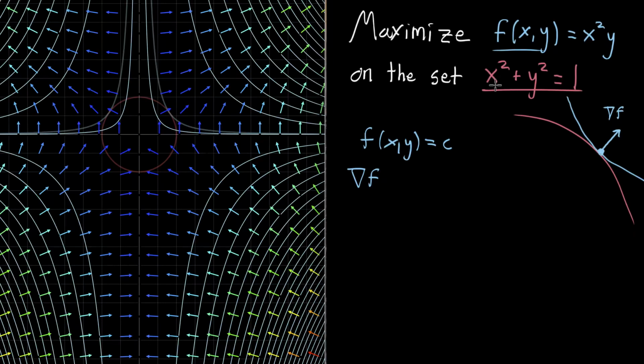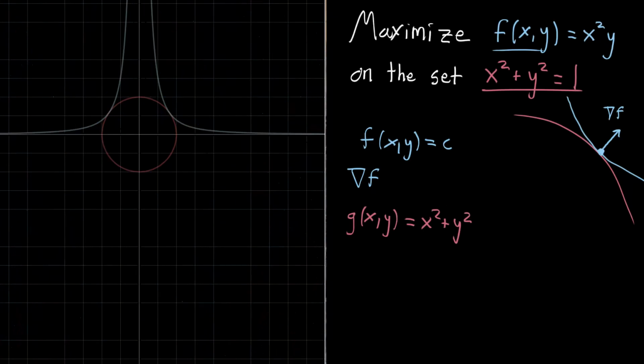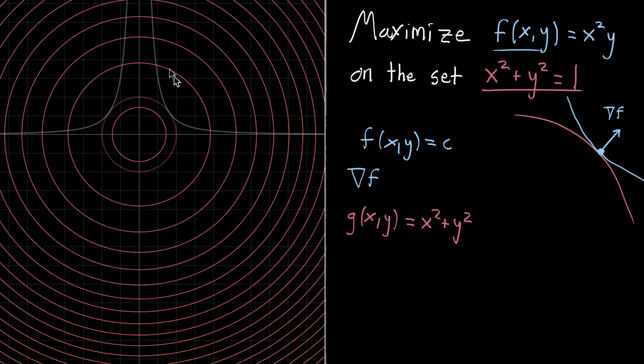Right now I've just written it as a constraint x squared plus y squared equals 1, but to give that function a name, let's say that we've defined g of xy to be x squared plus y squared. In that case, this constraint is pretty much just one of the contour lines for the function g. And we can take a look at that. If we go over here and we look at all of the other contour lines for this function g, it should make sense that they're circles because this function is x squared plus y squared.